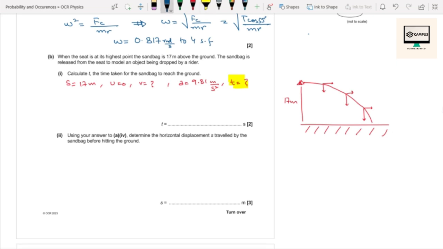If we use the equation s is equal to ut plus half at squared, this would pretty much get our things done. Since u is 0, this part would be 0, and we can find t squared as 2 times s over a, and for t we can take the square root on both sides, as the square root of 2 multiplied by 17 over 9.81. This would give us the answer, and that comes out to be 1.861 seconds. Since this is a separate part, we may write it to 3 significant figures.